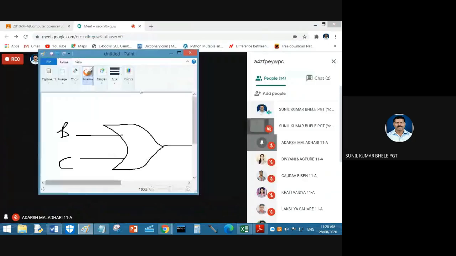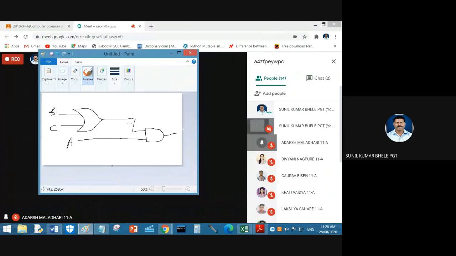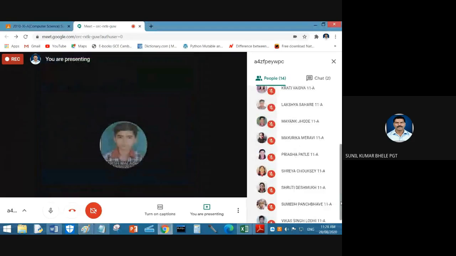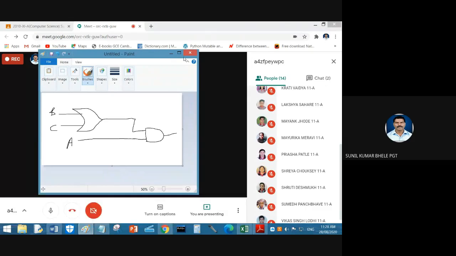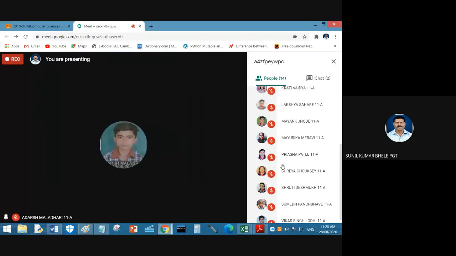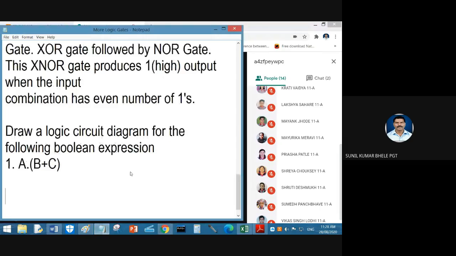Had any student drawn in another way? This is one of the ways you can draw the logic circuit. Is there any other way you can suggest? Okay, I hope you have drawn in this way only. Let's take another question.